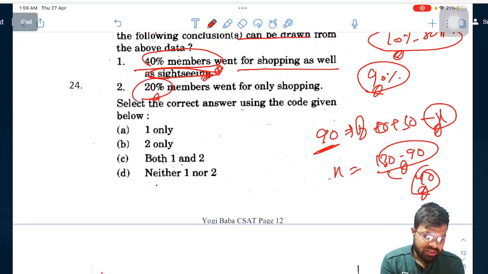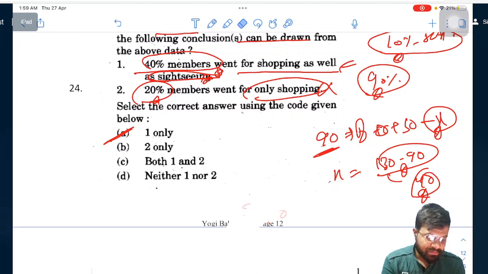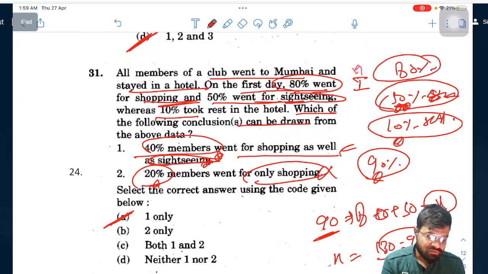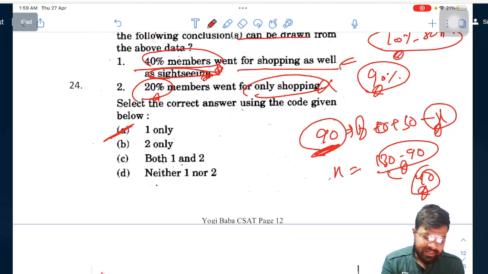And 50 minus 20, sightseeing only. Shopping only means 80 minus 40. That means 40. So this is wrong. This is correct. This A will be the answer. So 80% went for shopping, 50% went for sightseeing, and the people who went for both will be the intersection of them. 90% went outside. So 90 is equal to 80 plus 50 minus common. So that will be 40. So the first statement is correct. The second statement will come after subtracting this 40 from 80. So this should be 40 instead of 20.